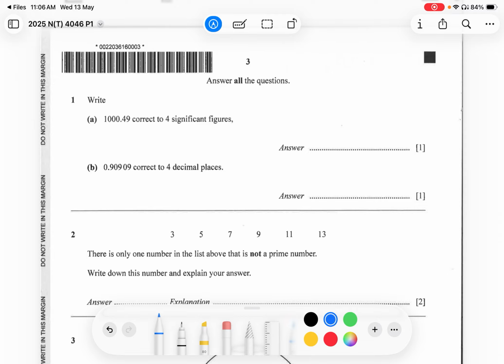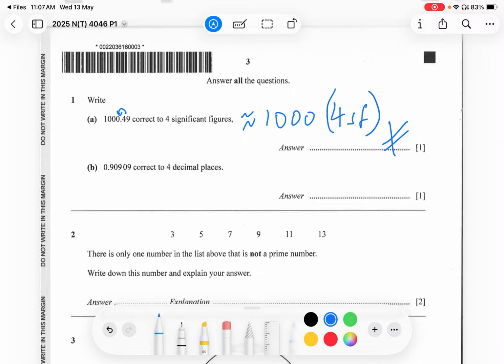Okay, for this, write 1000.4924 to 5 SF. So 1, 2, 3, 4, 5. The sixth digit, 4, cannot round up. So it becomes 1000.4 for 5 SF. That's what it said.